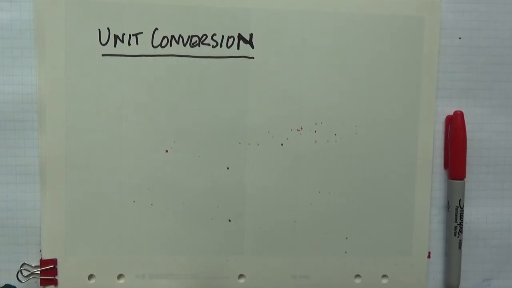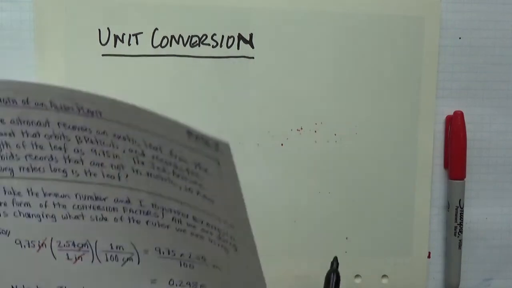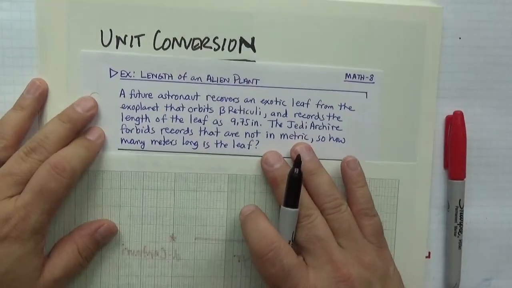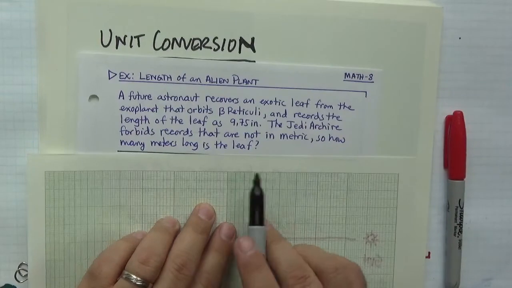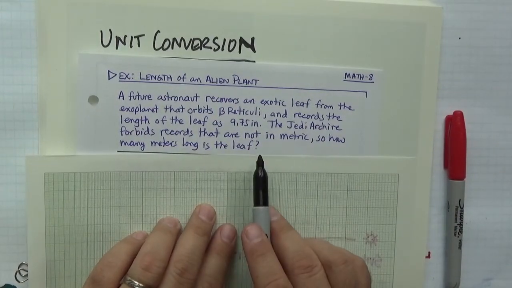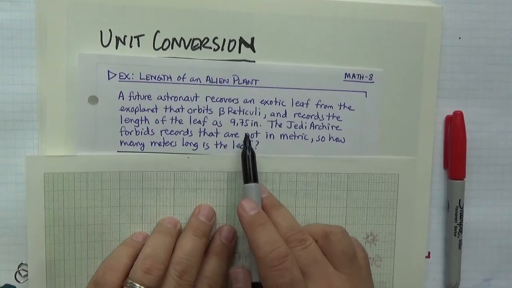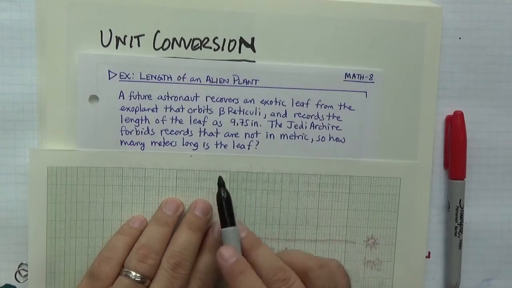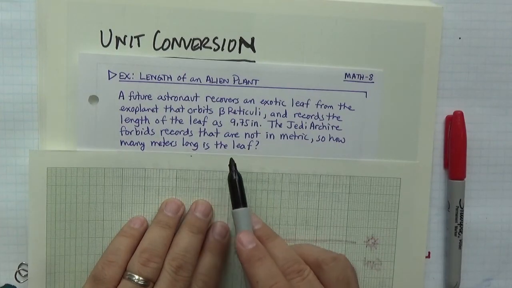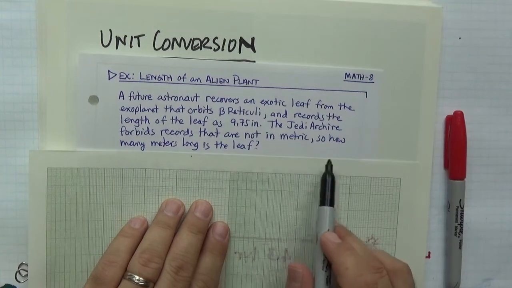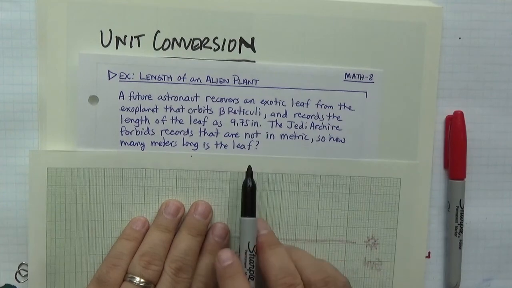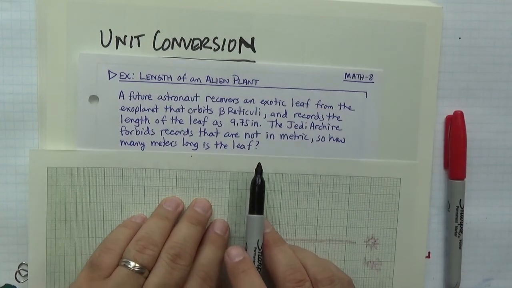Okay, so let's take an example, and I did not write this out ahead of time, so let me cover up the answer so you can just read the question here. Okay, so here's the kind of question we might encounter, right? A future astronaut recovers an exotic leaf from an exoplanet that orbits Beta Reticuli, and he records the length of the leaf as 9.75 inches. Now, you and I, being good scientists, know that the JEDI archive forbids recording any number that is not in metric. And so we want to convert that 9.75 inches into meters so that we can record it for future scientists to know. Okay, so how do we do that?